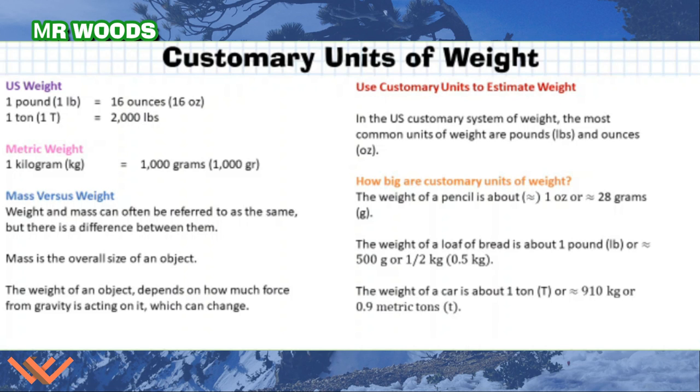So U.S. weights we have over here, and 1 pound is equal to 16 ounces. 1 ton is equal to 2,000 pounds. If I want to find out how many ounces are in a ton, I would say it's 2,000 times 16, which is 32,000 ounces. And then we have our standard weights here for metric weight, and 1 kilogram is 1,000 grams.